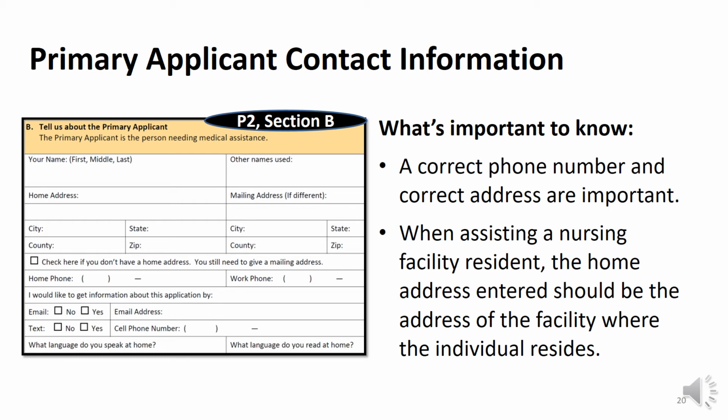What if the applicant has a P.O. box? An applicant can use a P.O. box as a mailing address. They have to also tell the eligibility team where they live physically in Kansas. This could be homeless. It's also important to know when assisting a nursing facility resident that the home address entered should be the address of the facility where the individual resides. So for people in nursing homes, they must have their residential and their mailing address as the nursing home.